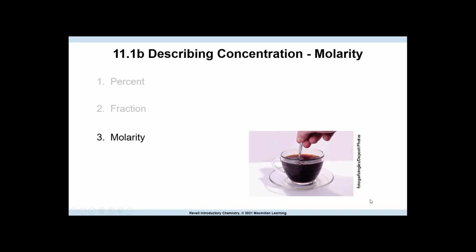Okay, class, we are now on 11.1b. This is molarity. There are several different ways to describe concentration, and each has different applications. In the last lesson, we described concentration by percent and by fraction.